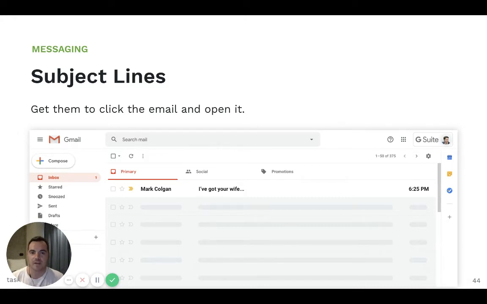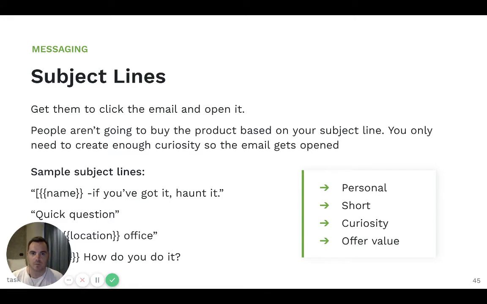However, it's not going to be effective because you're tricking people. So the goal is not to actually trick people into opening your emails, but you do want to create enough intrigue. You can do that by making sure they're personal, making sure they're short, trying to provoke some curiosity, and offering value.